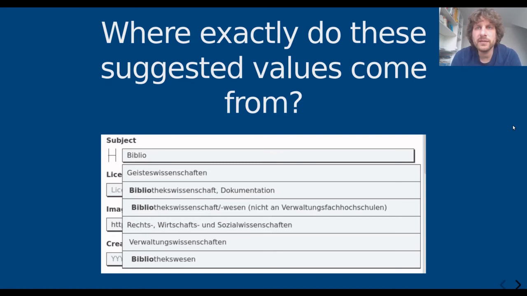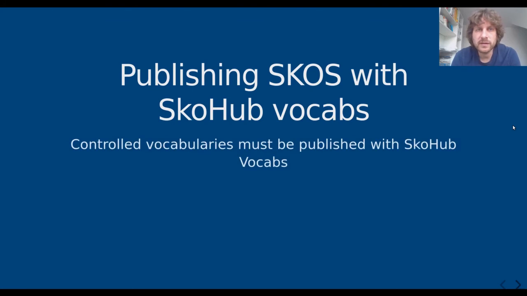Okay, going back to the controlled values. Where exactly do these values come from? I already talked about SCOS and SCOAP. I mentioned them before. So let's take a brief look at how this works exactly.